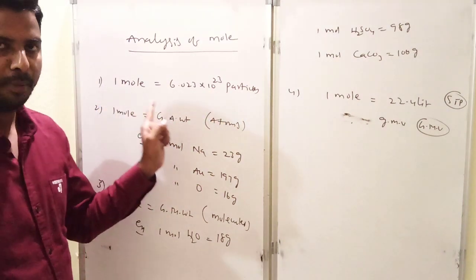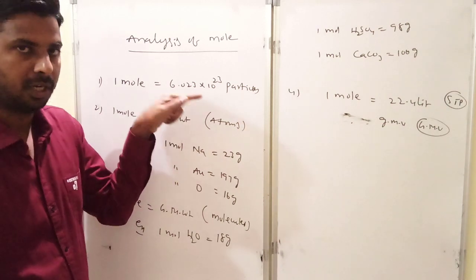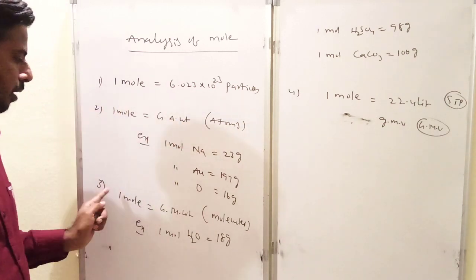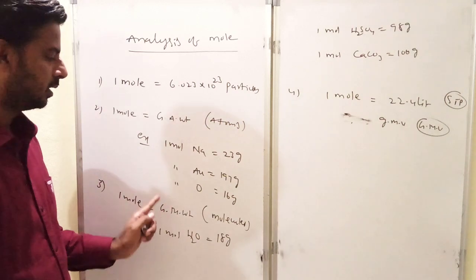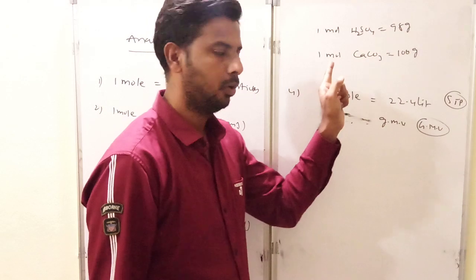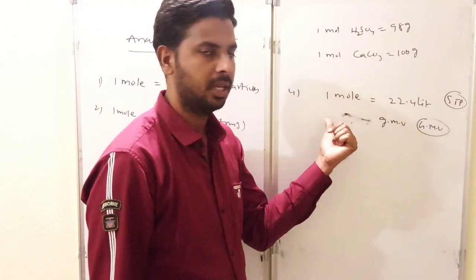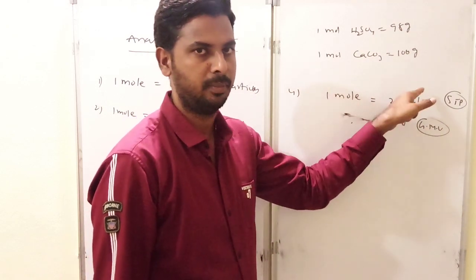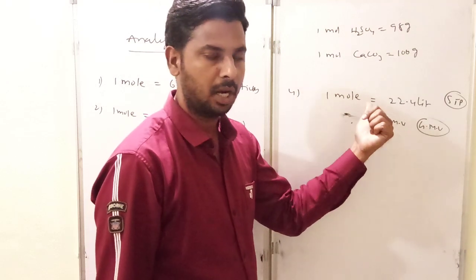So 1 mole is Avogadro number of particles. 1 mole equal to gram atomic weight if the substance is expressed in terms of atoms. 1 mole equal to gram molecular weight if the substance is expressed in terms of molecules. 1 mole of any gas occupies 22.4 liters at STP. This is called gram molar volume.